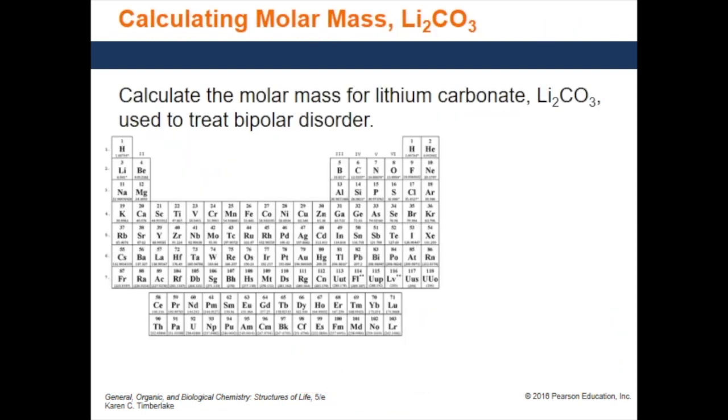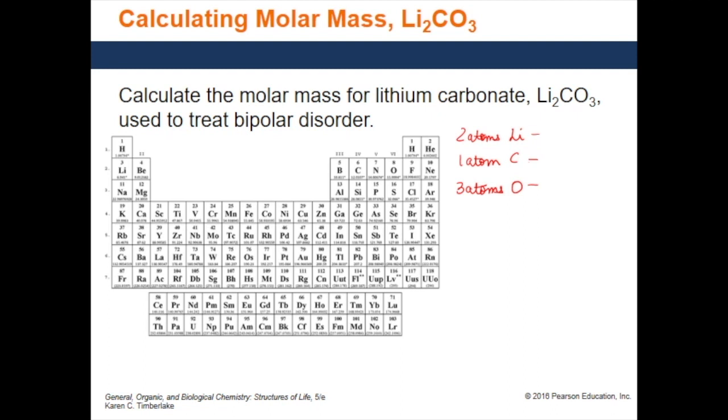If we were to do this question, calculate the molar mass of lithium carbonate. Lithium carbonate is Li2CO3. So how do we find the molar mass of that? What does lithium carbonate consist of? It basically consists of 2 atoms of lithium, 1 atom of carbon, and 3 atoms of oxygen, or 2 moles of lithium, 1 mole of carbon, and 3 moles of oxygen. So if we can find the mass of each one of these, we add it up together and that would give us the molar mass of lithium carbonate.